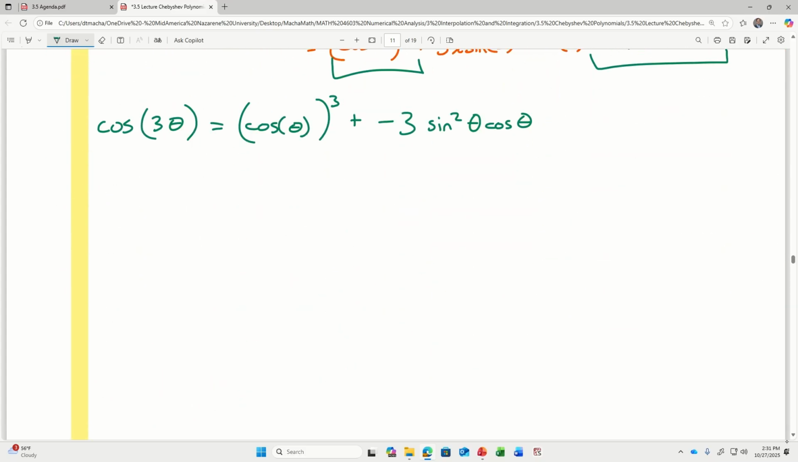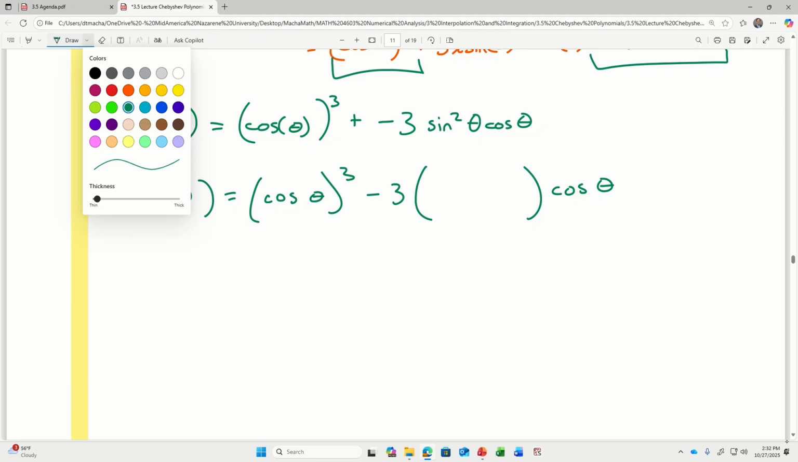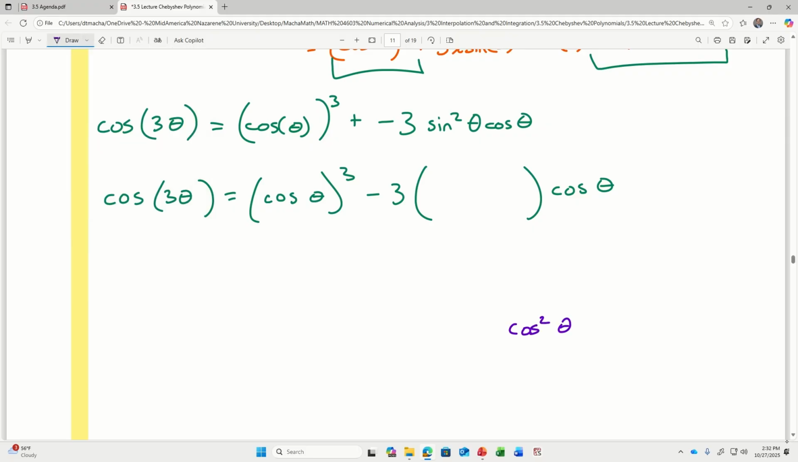And all I need to do here is replace sine squared with what? Cosine squared minus 1. Oh, you're really close. That's the Pythagorean theorem, right? So 1 minus cosine squared theta.